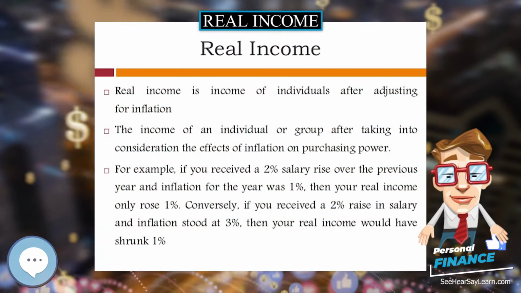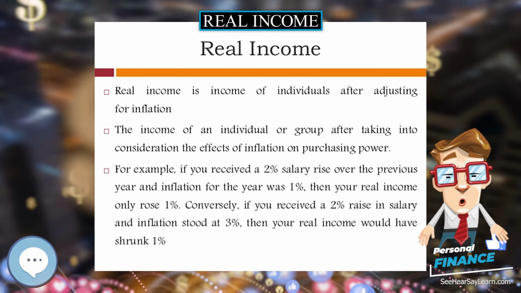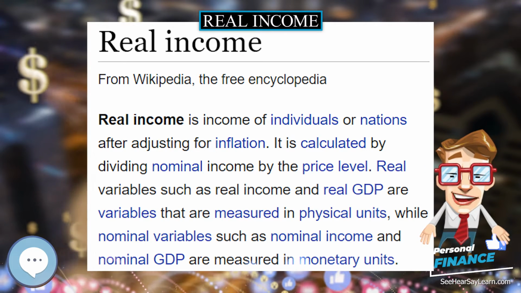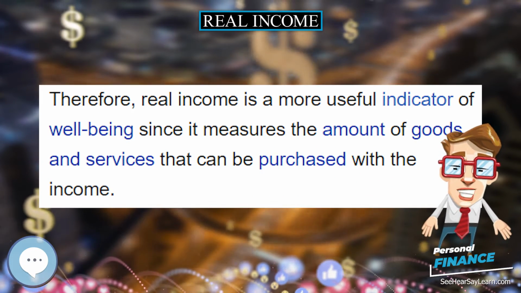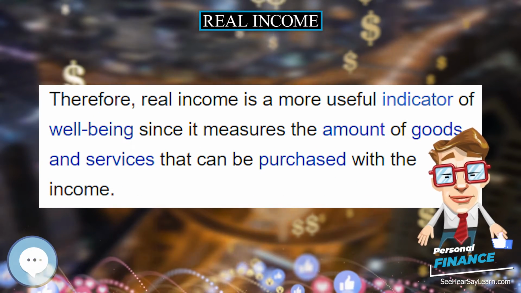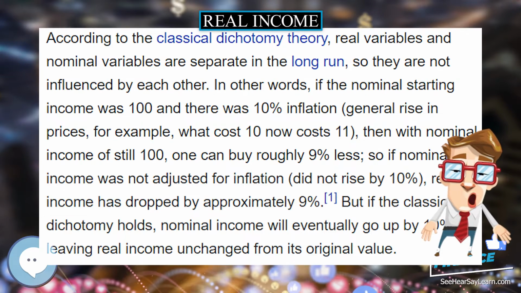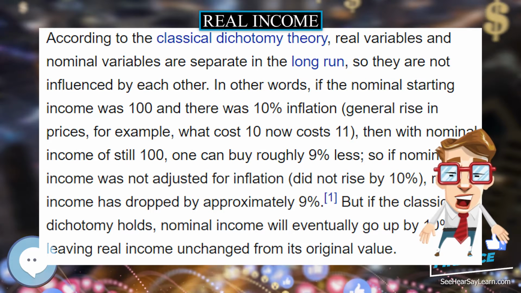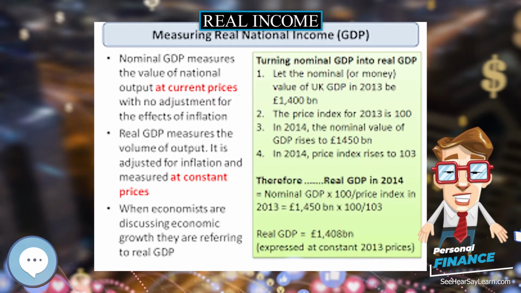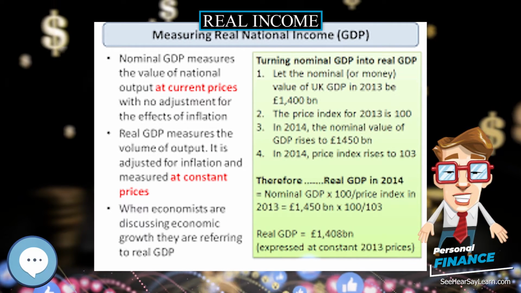Real income. Real income is income of individuals or nations after adjusting for inflation. It is calculated by dividing nominal income by the price level. Real variables such as real income and real GDP are variables that are measured in physical units, while nominal variables such as nominal income and nominal GDP are measured in monetary units.